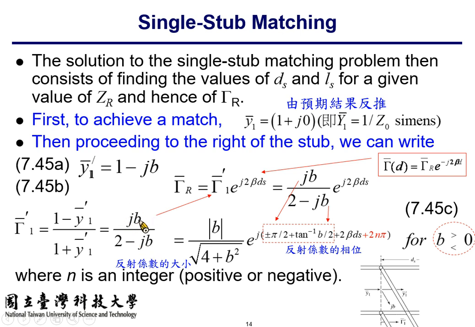What is the phase of jb? 90 degrees. What is the phase of 2 minus jb? I need to know the value of b to know the phase. But what we already know is the magnitude of the reflection coefficient. Once you know the impedance of your termination, you can calculate gamma r. And gamma r can be translated into gamma 1 prime by knowing the distance of the first section of the transmission line, ds. The phase change associated with ds is 2 beta ds, exponential j 2 beta ds.